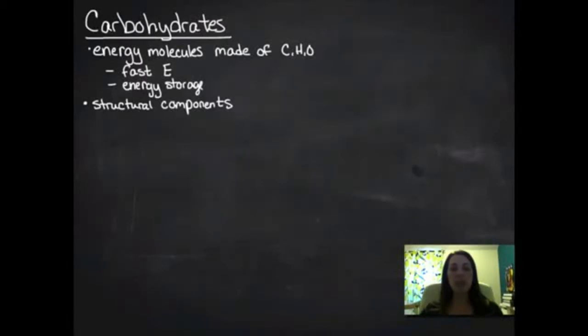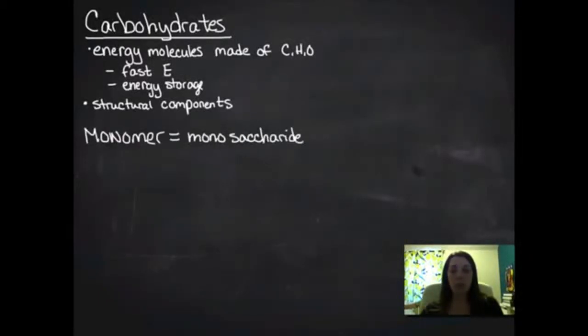But there are different examples of carbs being used structurally in animal cells, and then obviously carbohydrates in plant cells are going to be used to make up that cell wall, right? And also in fungal cells. So let's talk a little bit about what makes up carbohydrates.